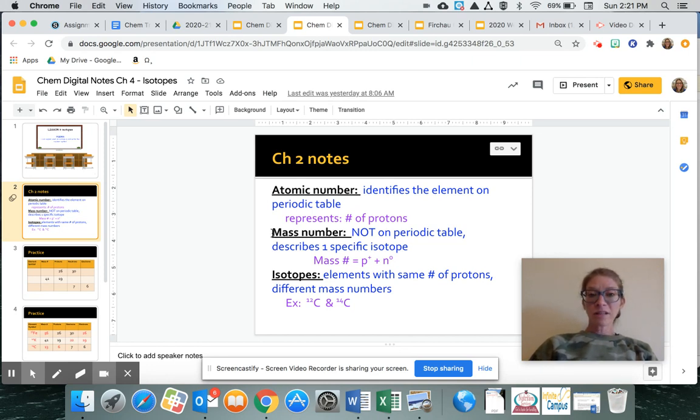Mass number you will calculate. It is not on the periodic table. Mass number describes one specific isotope, and mass number is found by taking the number of protons and adding them to the number of neutrons.